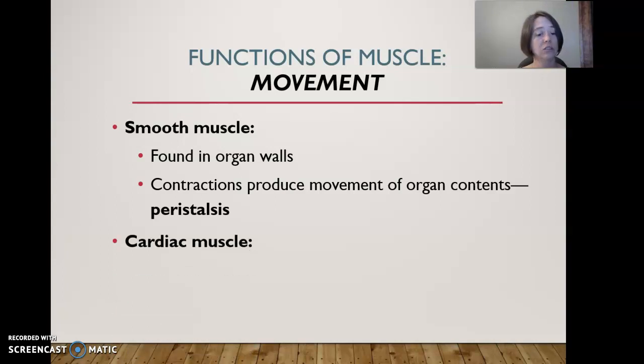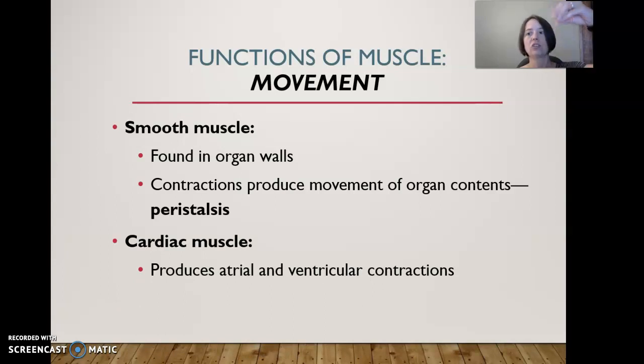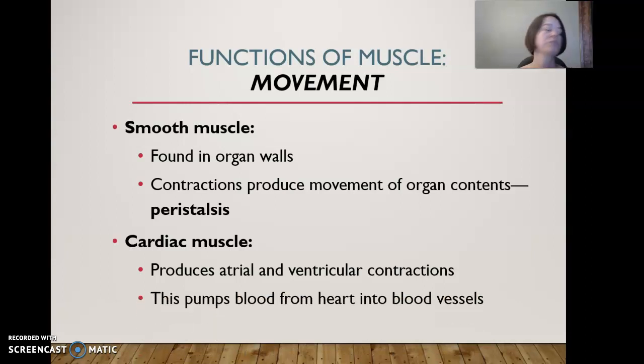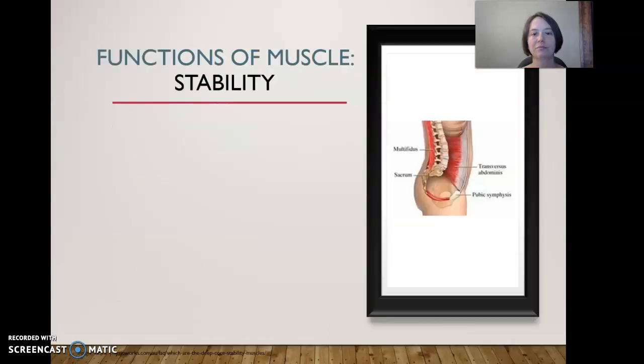So cardiac muscle, well, that produces atrial and ventricular contractions. So the atria are the top two parts of the heart, and the ventricles are the bottom two chambers of the heart, which is good for us because then it pumps blood from the heart into the blood vessels, and then the blood vessels are made out of smooth muscle.